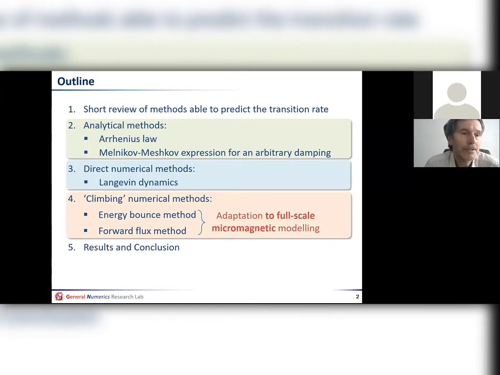And then I will quickly go through two analytical methods and Langevin dynamic simulations, which are the direct method to compute the switching rate. And then I will concentrate myself on numerical methods which employ the so-called climbing paradigm. These are the energy bonds method and forward flux method. And I will basically speak about adaptation of these both methods to full-scale micromagnetic modeling.